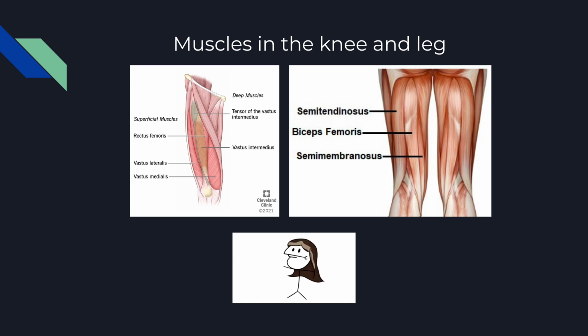Next are the muscles in your knees and legs. Your quadriceps femoris, rectus femoris, vastus lateralis, vastus intermedius, and vastus medialis all work to extend your knee. On the other hand, your biceps femoris, semitendinosus, and semimembranosus muscles all work to flex your knee.